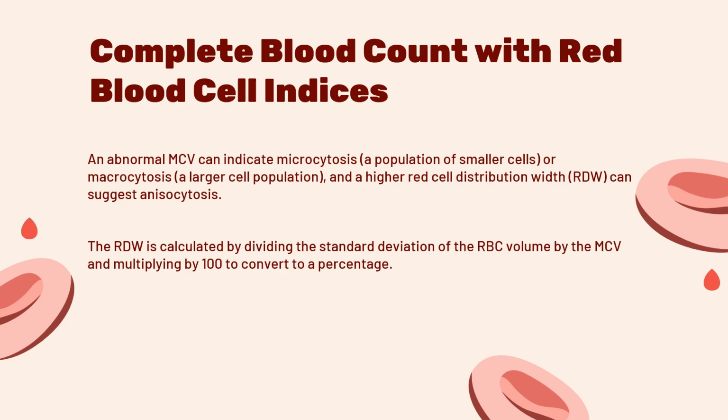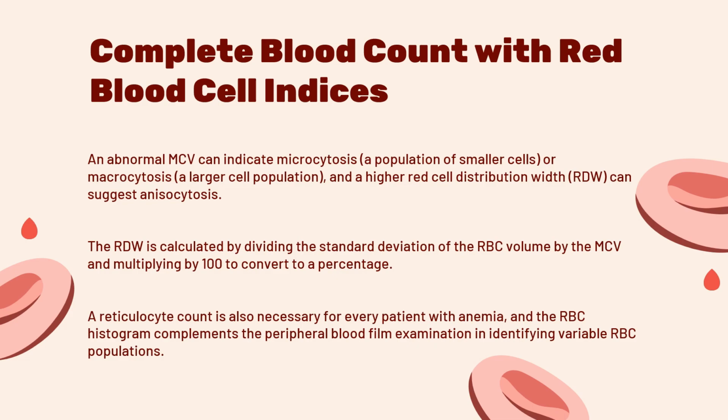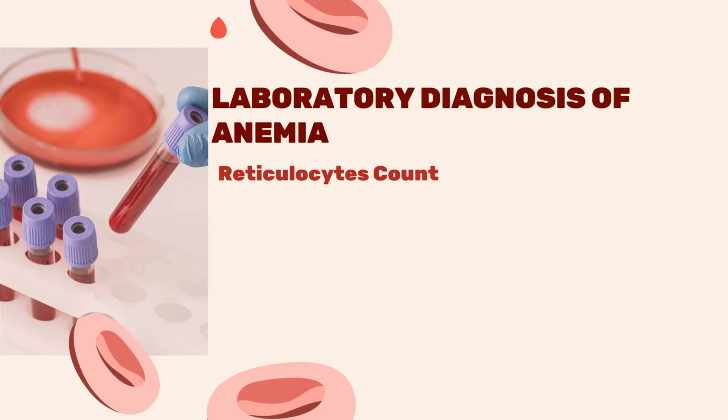The RDW is calculated by dividing the standard deviation of the RBC volume by the MCV and multiplying by 100 to convert to a percentage. A reticulocytes count is also necessary for every patient with anemia, and the RBC histogram complements the peripheral blood film examination in identifying variable RBC populations.